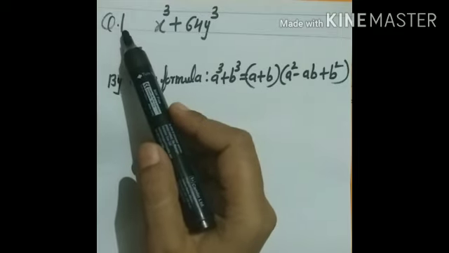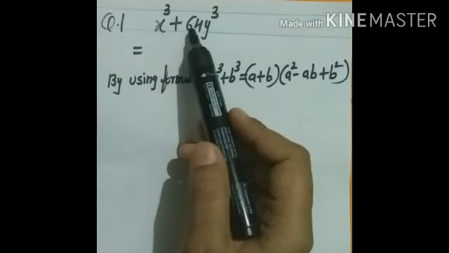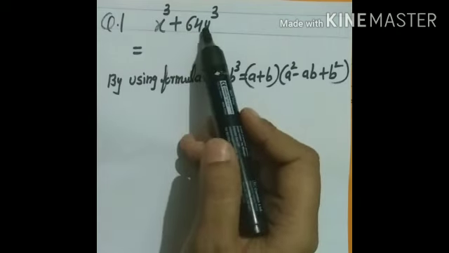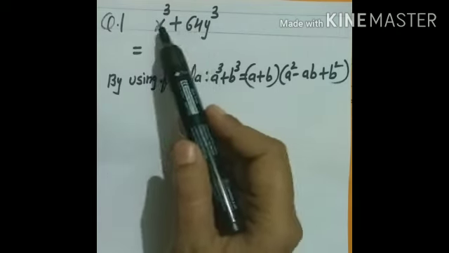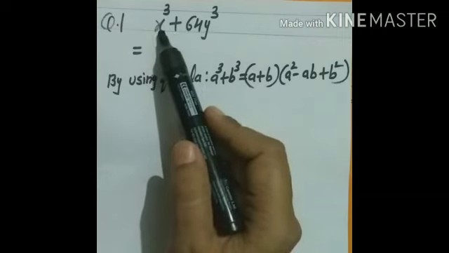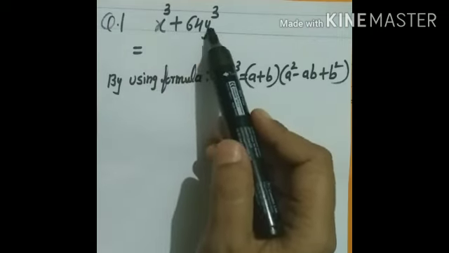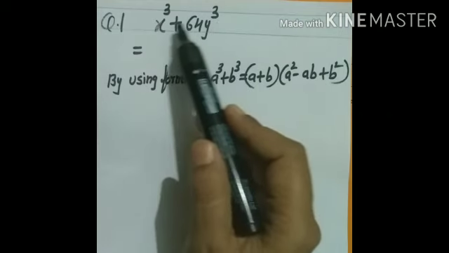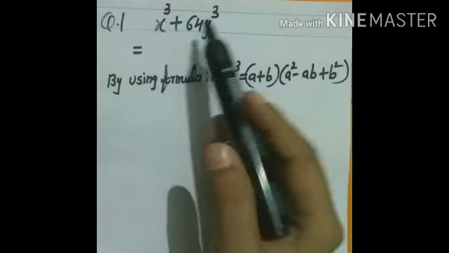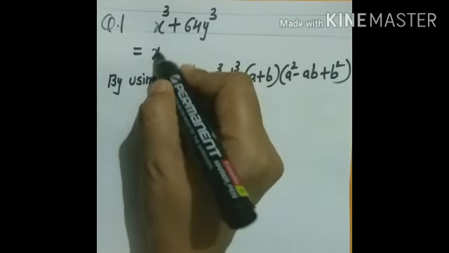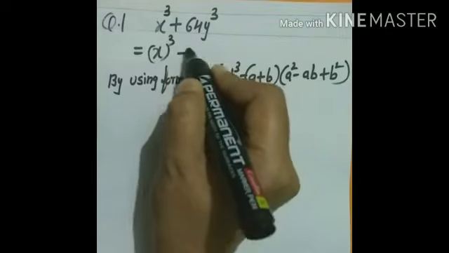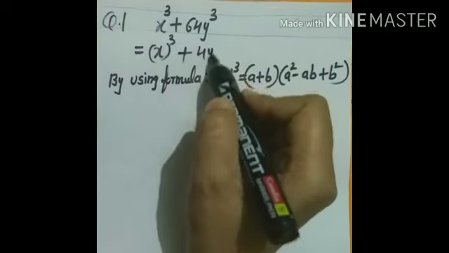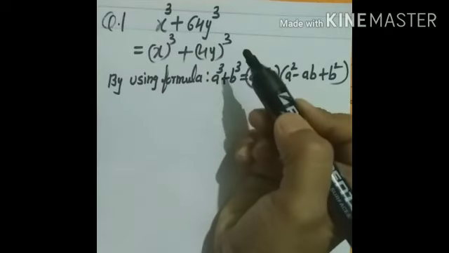Question number 1. x cube plus 64y cube. Here, children, this is an expression. Here, how many terms are there, children? 2 terms. First term is x cube and second term is 64y cube. Here, children, first of all, we have to find the cube of these 2 terms. x cube is x cube. So, we write, children, (x) whole bracket raised to cube plus 64 is a cube of 4. So, (4y) whole bracket raised to cube.